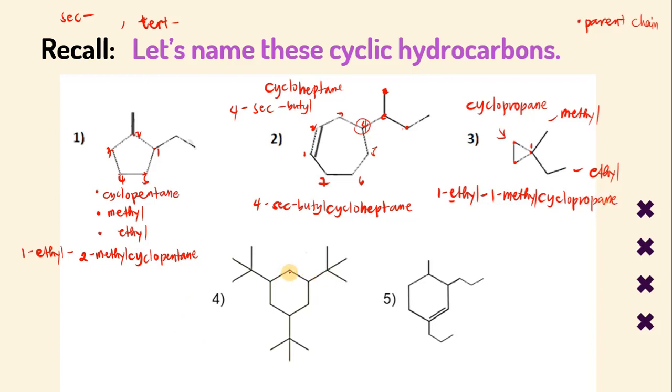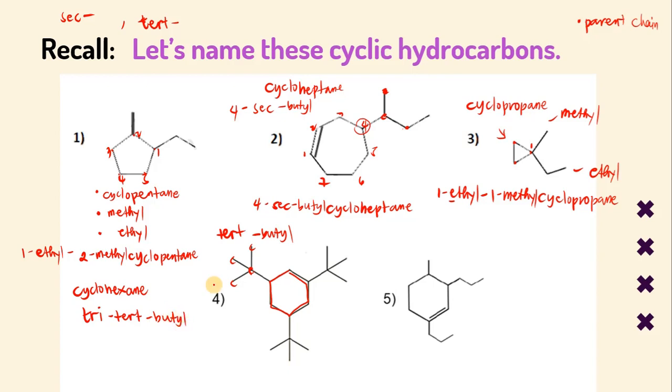Number 4. This parent chain has 6 carbons, so it's a cyclohexane. And then it has 3 substituents. These 3 are similar, so it repeats. So we have the prefix tri, but what could this be? See? Your carbon here is attached to 3 more. Because there are 4 of them, it's a butyl. But since your main carbon is attached to 3, it's a tertiary butyl. So tert-butyl. To separate the prefix tri from tert, you must add another dash. So tri-tert-butyl.